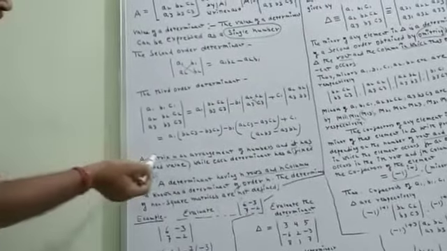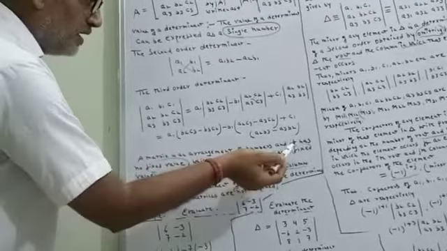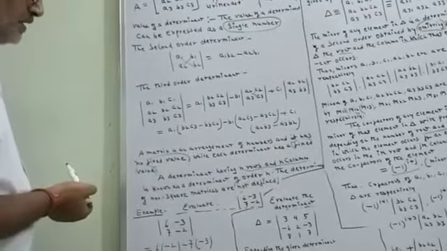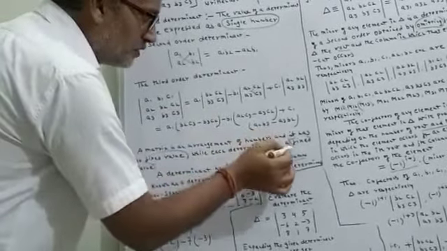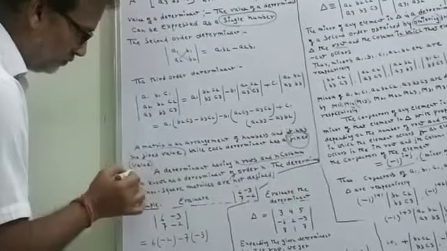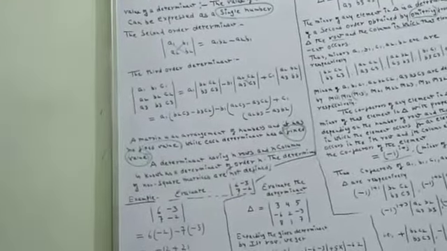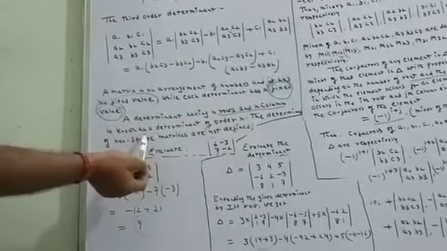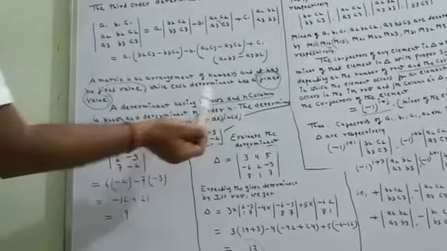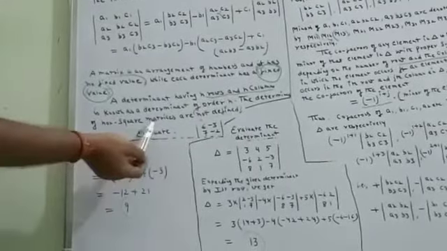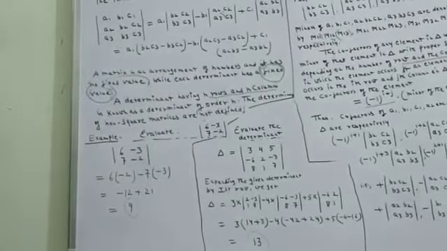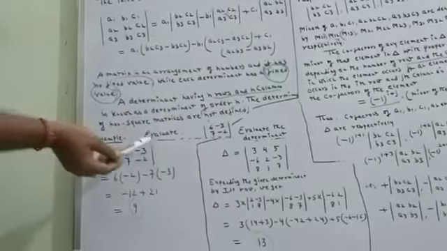Now a matrix is an arrangement of numbers and it has no fixed value, while each determinant has a fixed value. A determinant having n rows and n columns is known as a determinant of order n, and the determinant of non-square matrices are not defined in algebra. नहीं होता है.